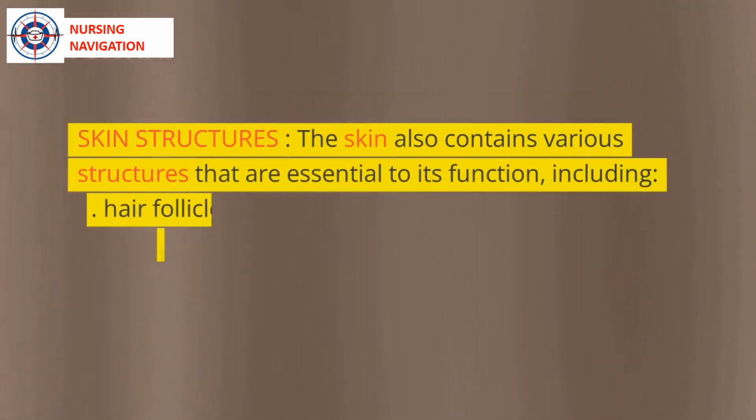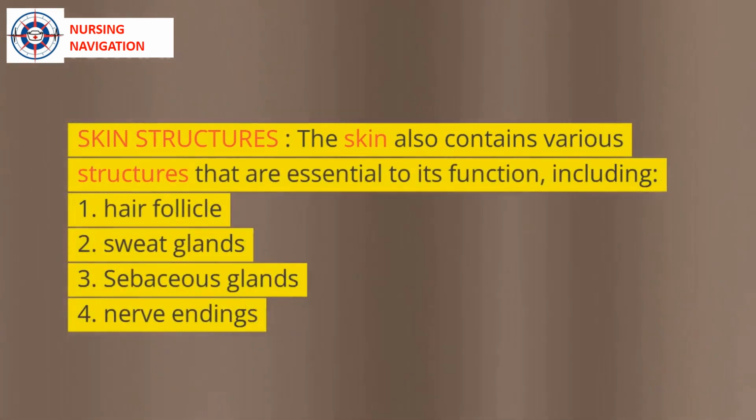Skin structures. The skin also contains various structures that are essential to its function, including 1. Hair follicles, 2. Sweat glands, 3. Sebaceous glands, 4. Nerve endings.